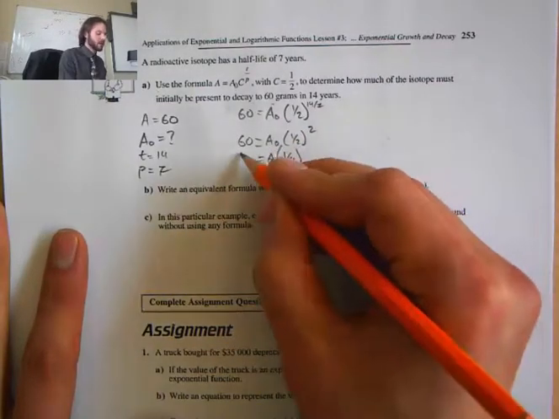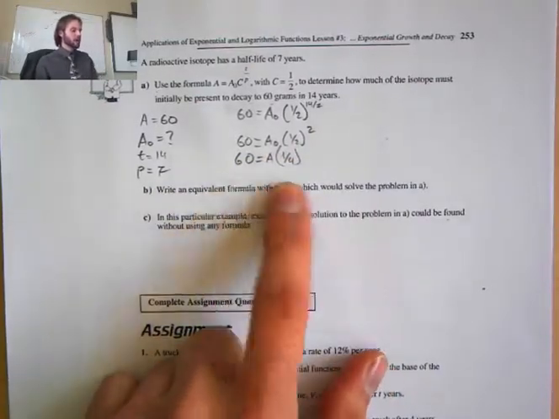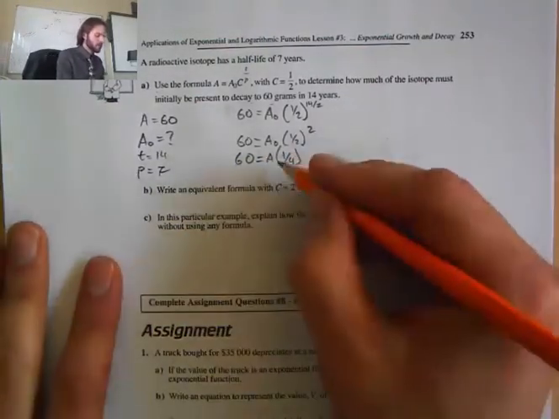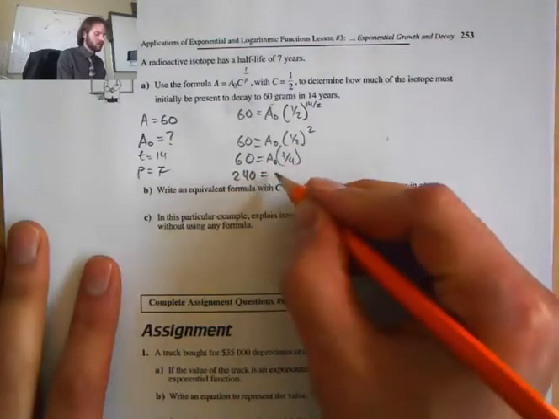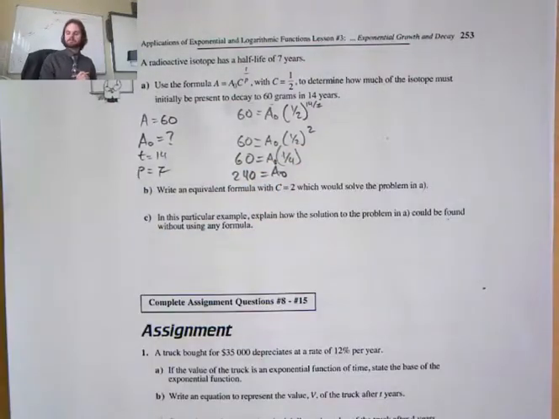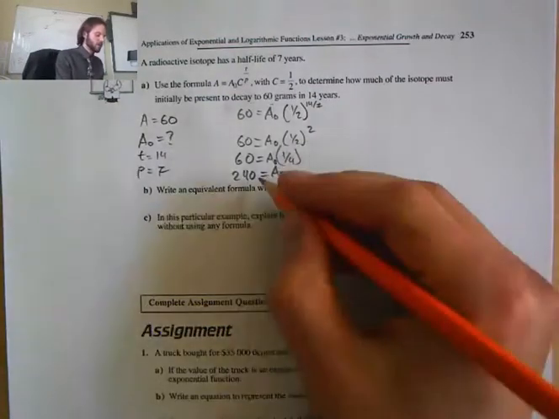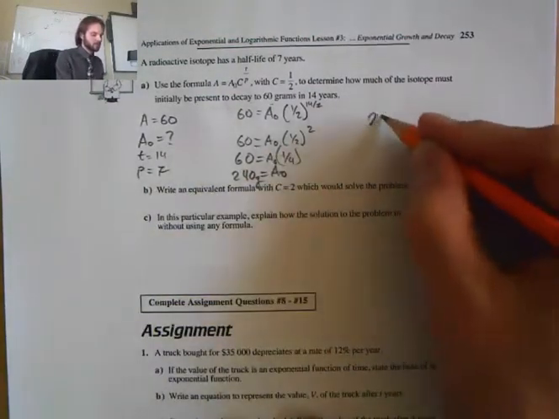All right, we square that, and I get 60 equals A naught over 4. So then I have to multiply this by 4. So I'm going to end up getting 240 is equal to A naught. And that's it. So I have 240 grams initially.